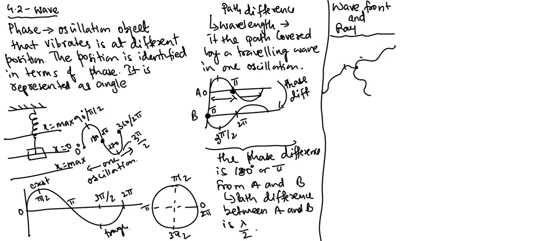Now look at this point, this point, this point. They are all in the same phase. They are all going together, maybe up. Then look at this point, and this point. They are all in the same phase. See? So when I join these same phase particles, then I get circular structures, right? So the wave travels in the circular structure. This particular structure that you are seeing, circular, is called your wave front.